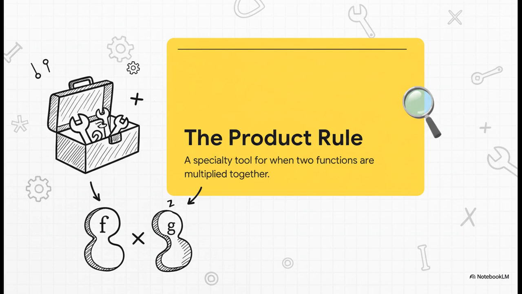Okay, next up in the toolkit is a more specialized piece of equipment. This is the product rule. You pull this tool out for a very specific job, when you need to find the derivative of two functions that are being multiplied together.